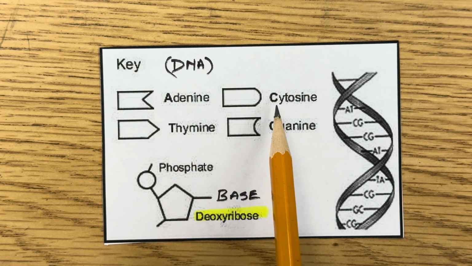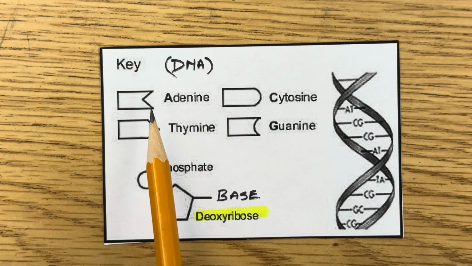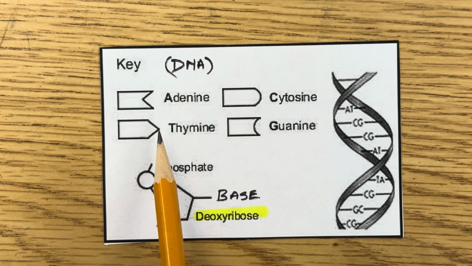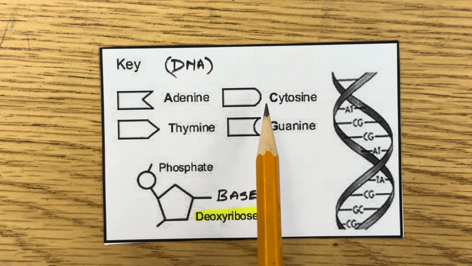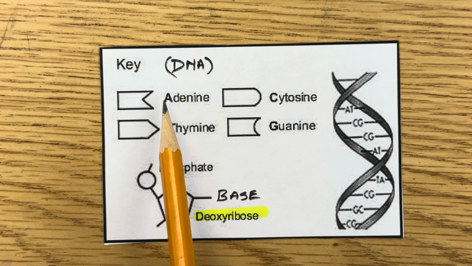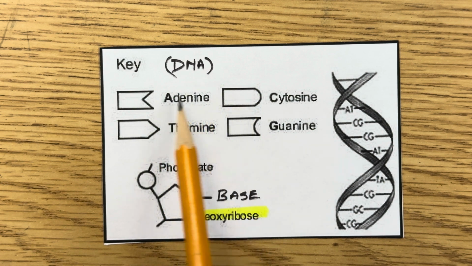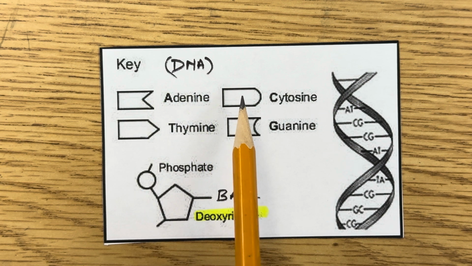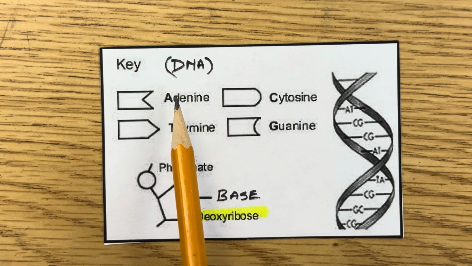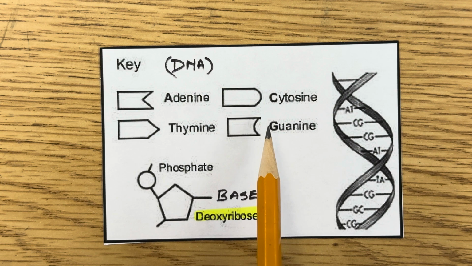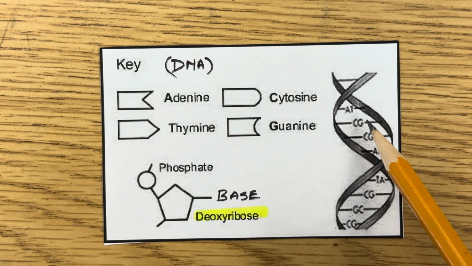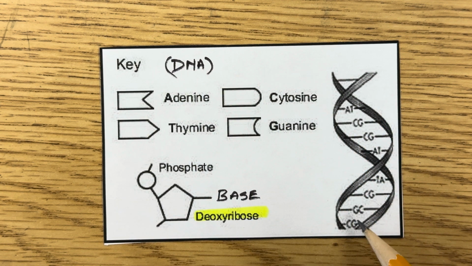A, T, C, G. And you'll see that A fits like a glove with T, C fits like a glove with G. You'll never have A and C together. You'll never have A and G or C and T. It's always A and T, C and G bound together. And we can see that here in this diagram here. Okay, so let's demonstrate.